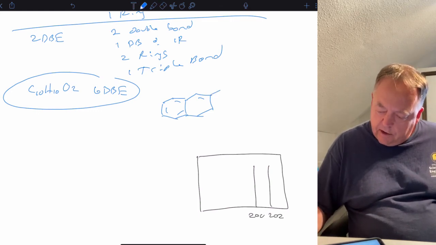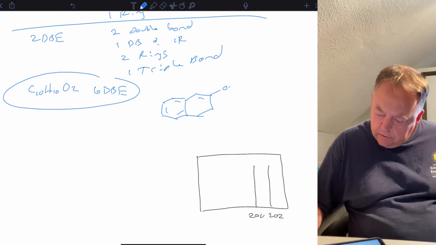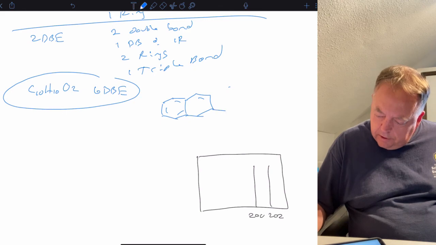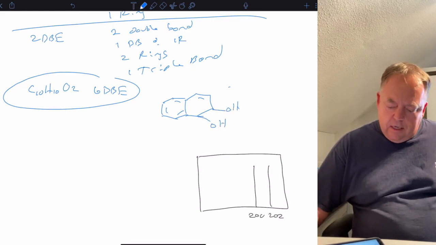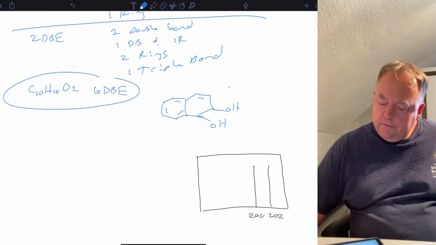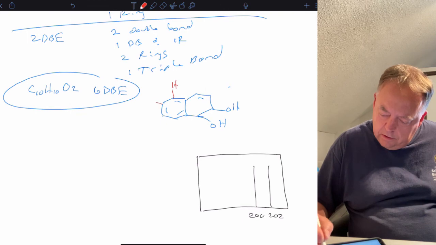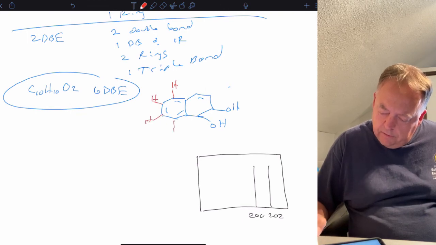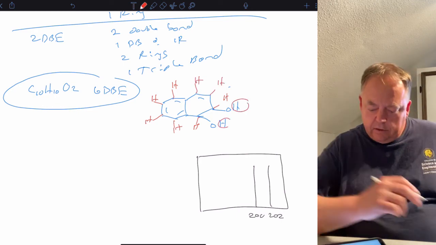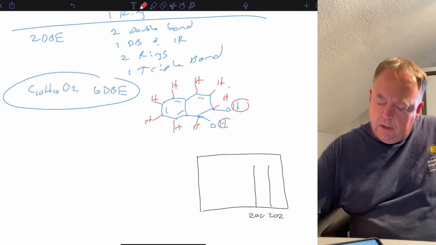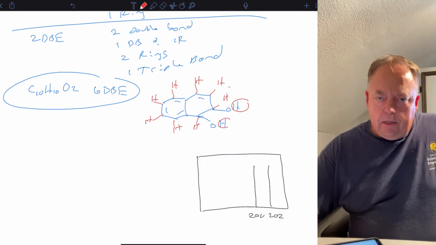Let's stick a couple of oxygens on here. And let's not put one there. Let's put one here and here. We could have put them anywhere. So that should be 10 hydrogens. So let's see. Right, 1, 2, 3, 4, 5, 6, 7, 8, 9, and 10, right? So that's C10H10O2, and it's got 6 double bond equivalencies.